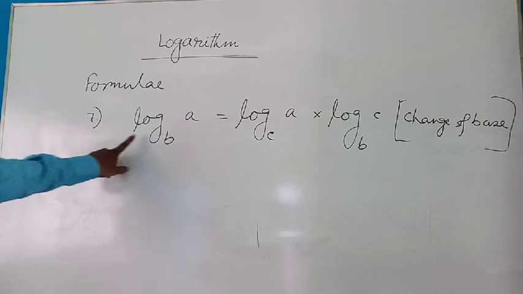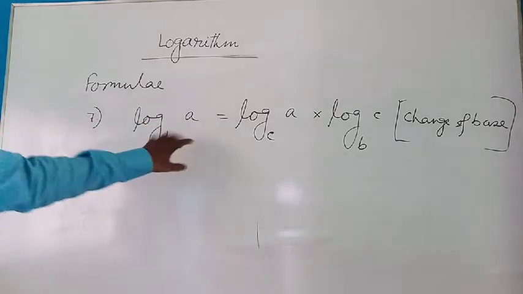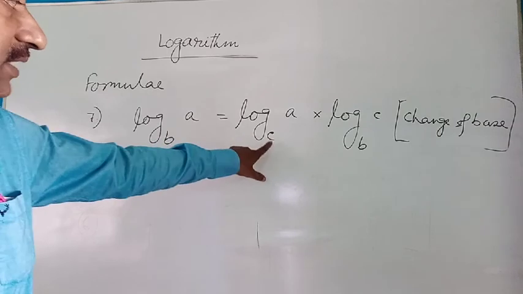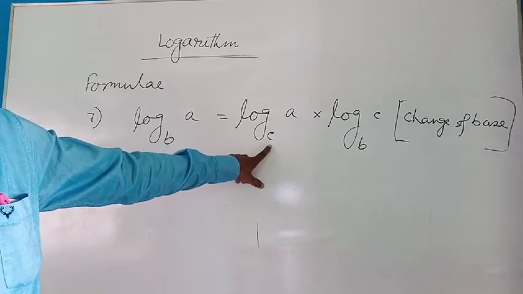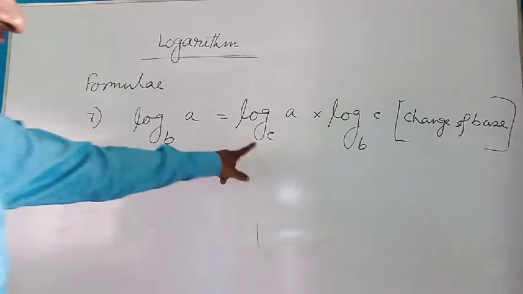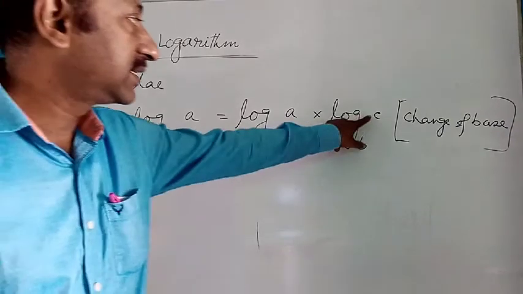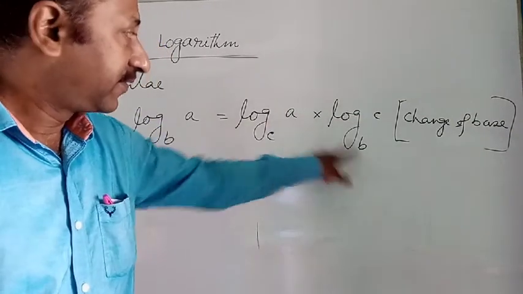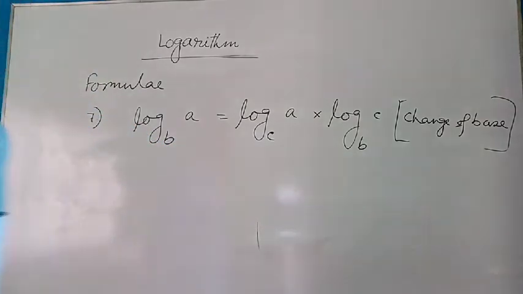Log of a base b equals, here you see we have changed the base. The base was b. Forcibly we have changed the base to c. To adjust it, what to do? Then here c base b. The c will cancel, and we will have a base b again. Okay. Then number 8.